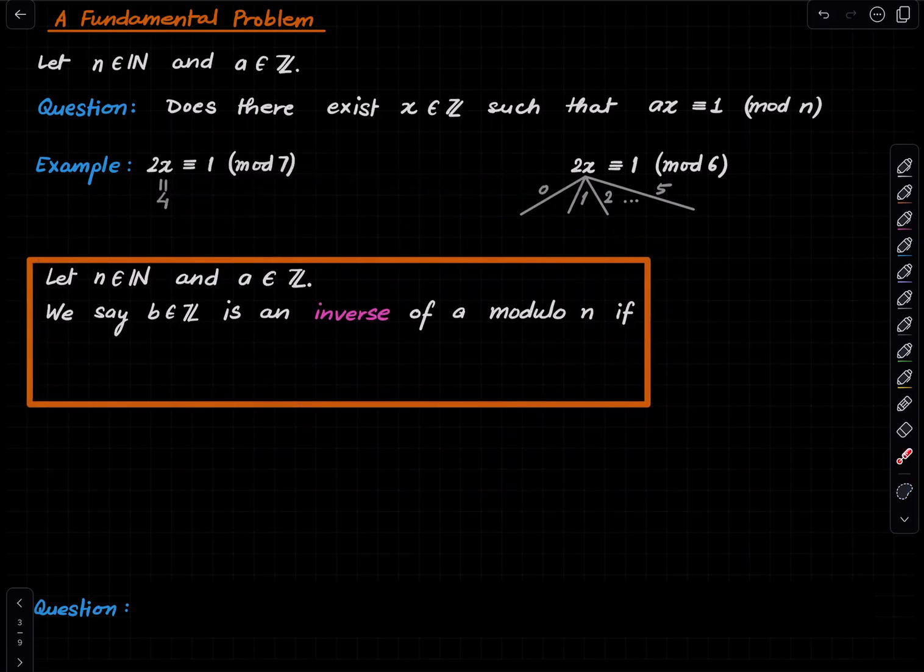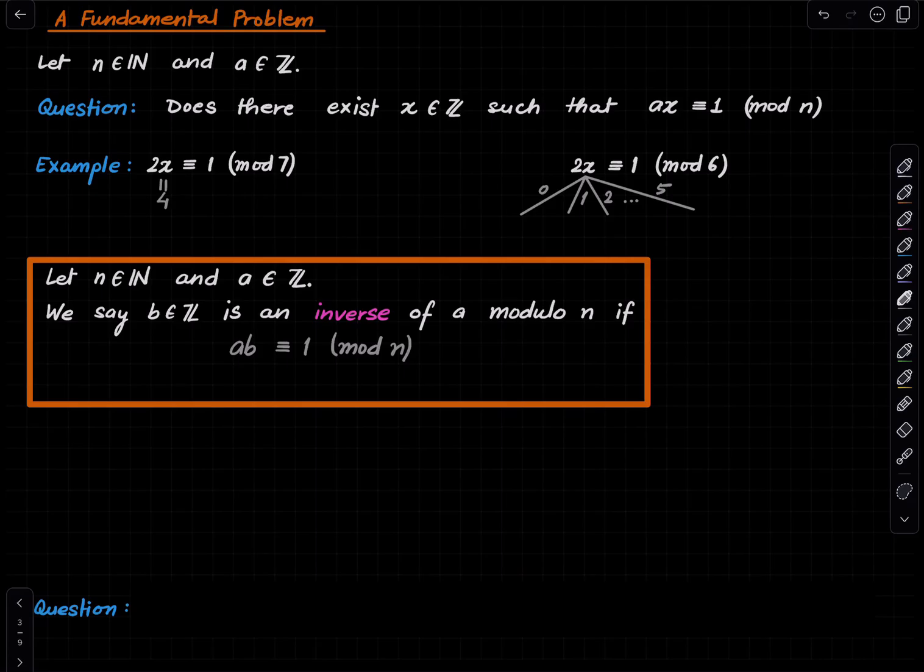Given a natural number n and an integer a, we say that an integer b is an inverse, and I say an inverse, of a modulo n. This is a, not a. This a is that a. So we say an integer b is an inverse of a modulo n if this congruence holds.